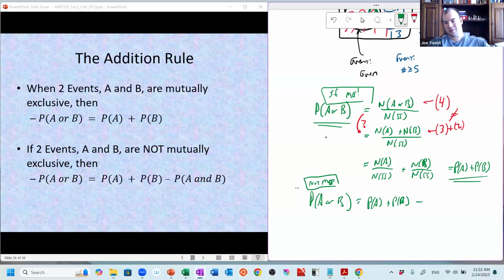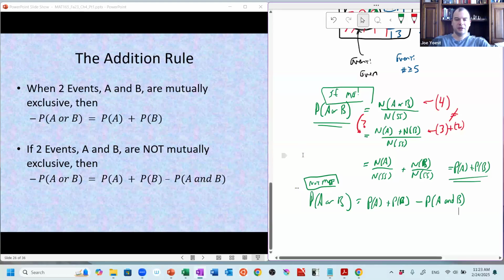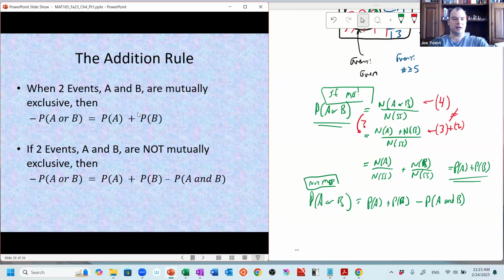I need to fix that by subtracting off probability of A and B. So the net, now I've already counted them once. I counted those once with the A's, once with the B's, but then I got rid of them once by subtracting off probability of A and B. So overall, those outcomes in the intersection, I have counted exactly once as well now. So we have a simpler version of the addition rule when our events are mutually exclusive, and a more complex version when they're not mutually exclusive.